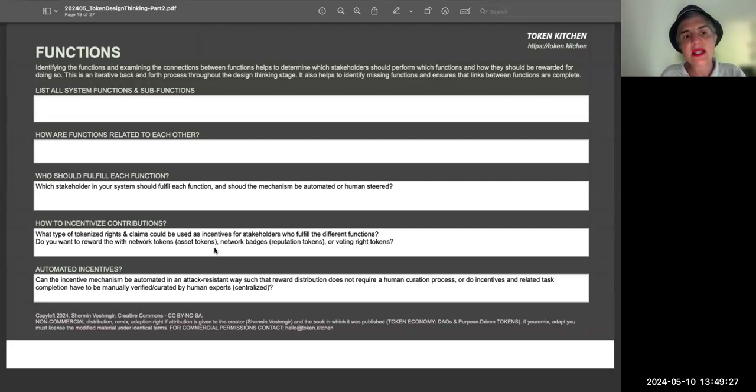And the last question here: will the incentives that you award to the stakeholders be automatically distributed through an automated mechanism that is enforced by the protocol? Or are the incentives shielded out by human discretion?